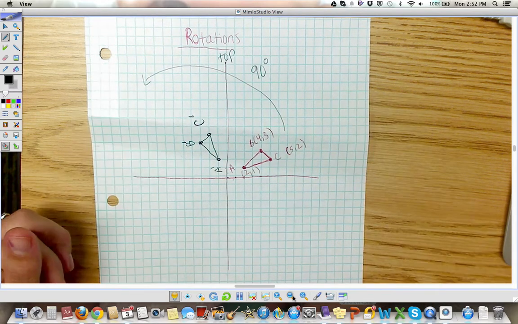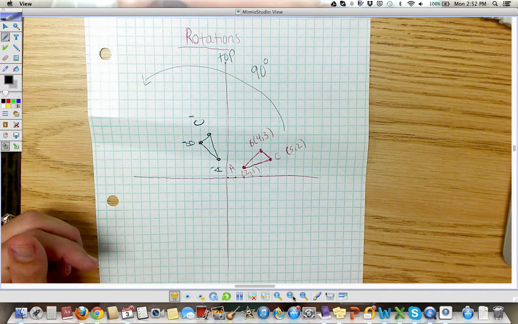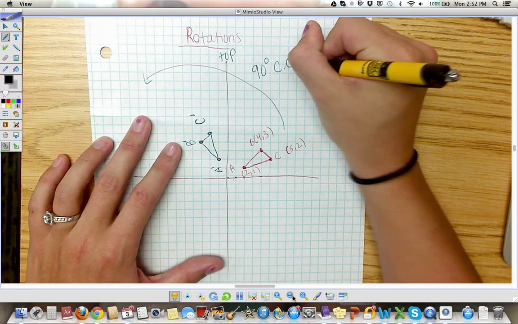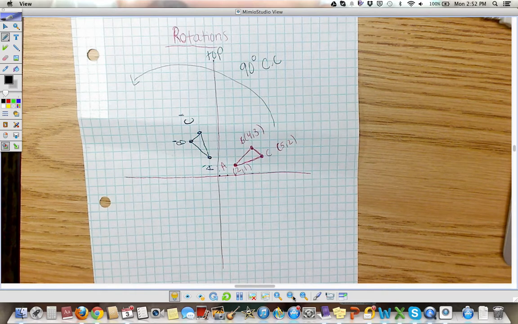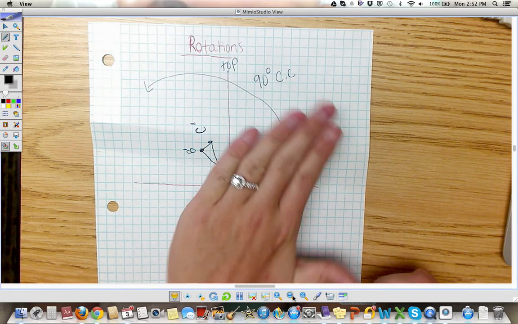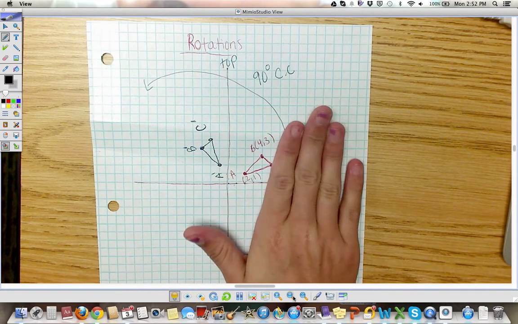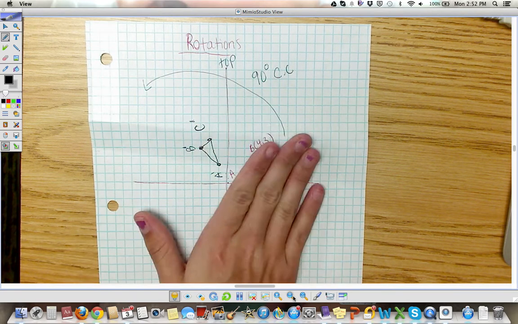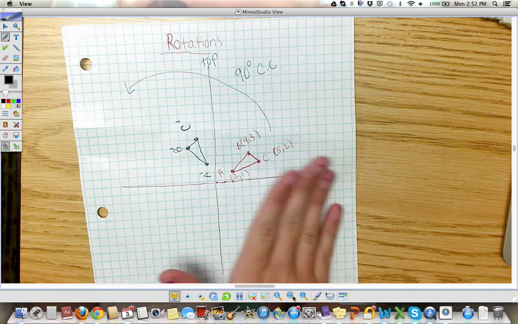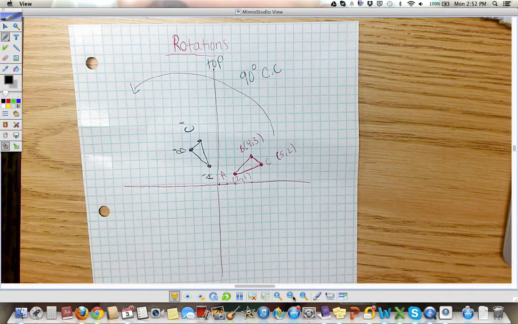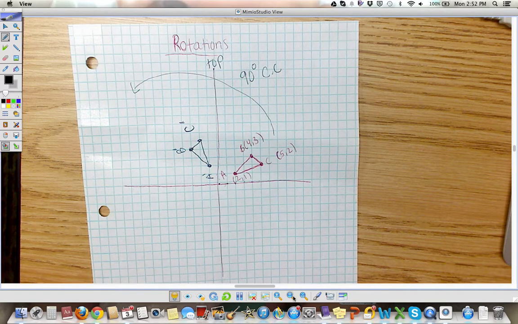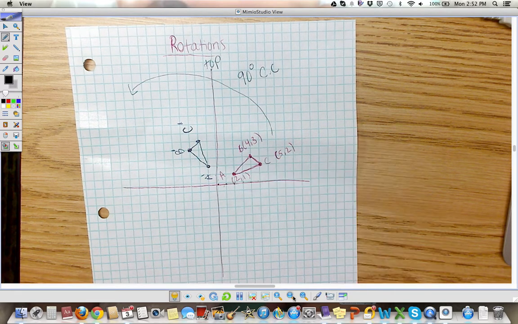A rotation then, if I rotate 90 degrees, and maybe we want to write up here that it was counterclockwise, is taking it and actually rotating. I'm taking it, it's not just a movement and staying the same, it's actually turning. A rotation is like a turn. So they're different now. Let me get a marker really fast.